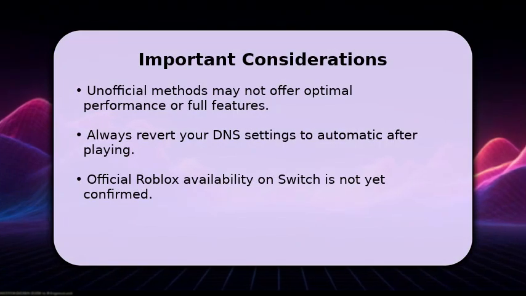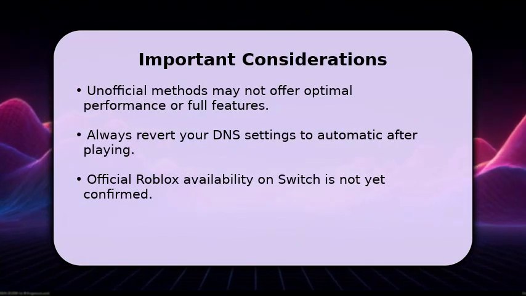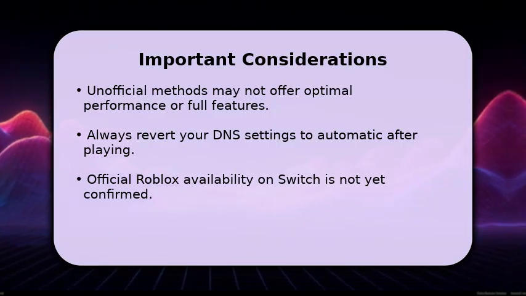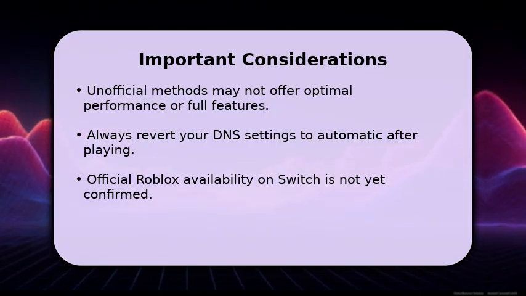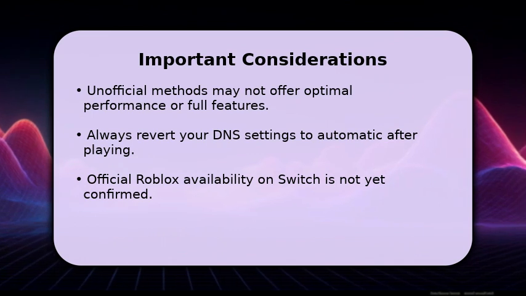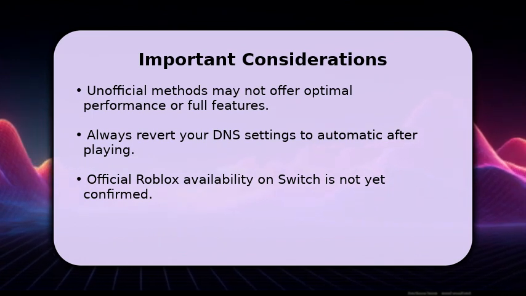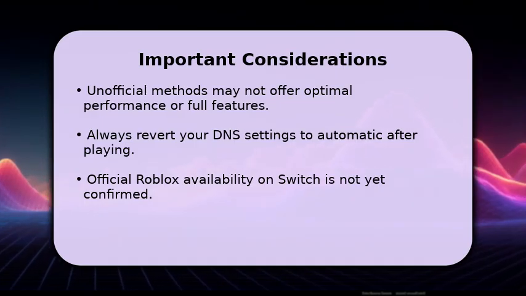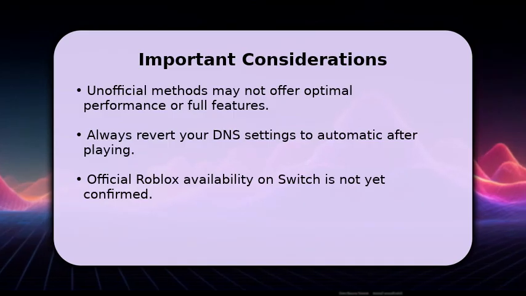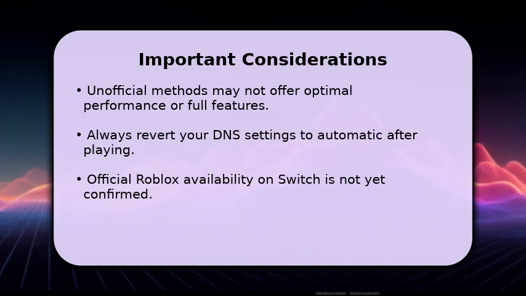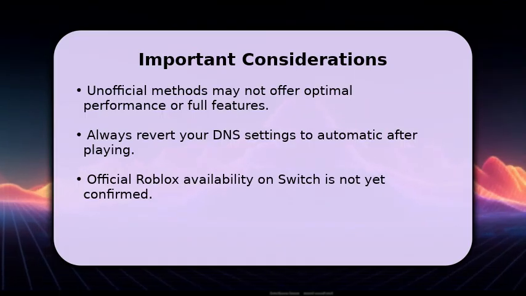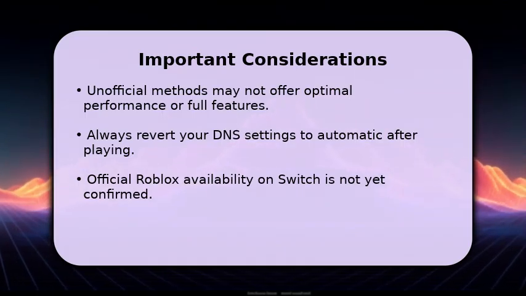It's important to remember that these methods are unofficial workarounds. Performance might not be as smooth as on officially supported platforms like PC or mobile. After using the DNS method, always switch your DNS settings back to automatic for normal internet use. While many hope for an official Roblox app on Switch, there's no confirmed release date yet. For the most reliable and feature-rich experience, consider playing Roblox on a device with native support.